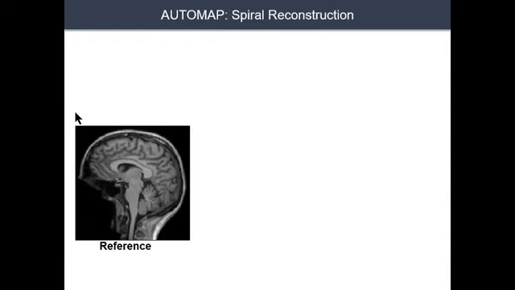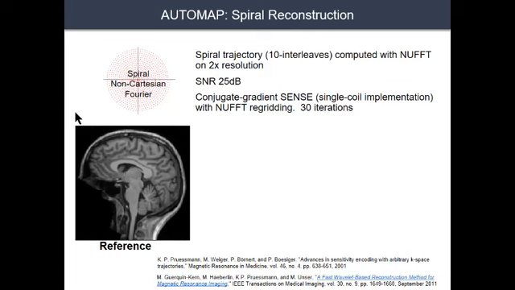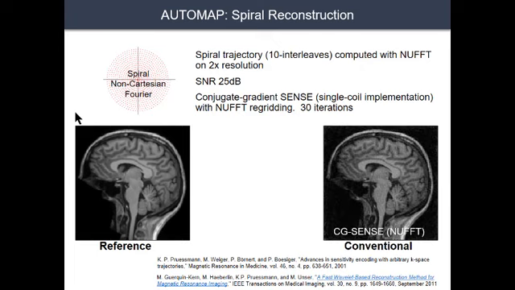So let's take a look first at a spiral acquisition. Here we show a T1-weighted MP-RAGE as a reference. We re-encode this as a 10 interleaf variable density spiral with 25 dB of additive white Gaussian noise. And we can reconstruct this with a well-known conventional technique, conjugate gradient SENSE with non-uniform FFT regridding. And we see decent reconstruction here, but certainly there's also a substantial presence of ringing artifacts that have been amplified by the iterative CG optimization, as we saw earlier.